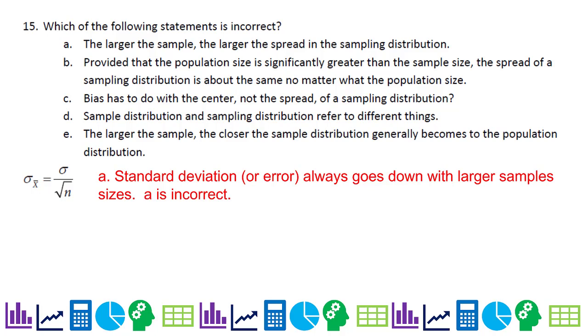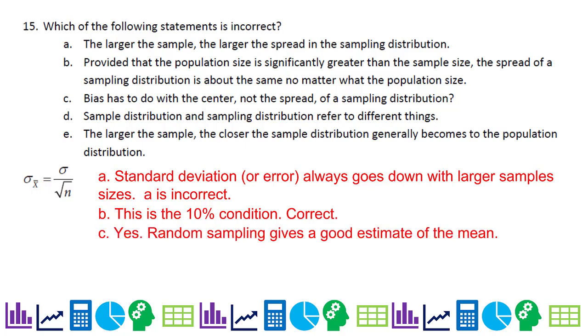B, provided that the population size is significantly greater than the sample size, the spread of a sampling distribution is about the same no matter what the population size. So this is the 10% condition. As long as we're not too big a sample size, then yeah, the spread of the sampling distribution is about the same. So this is a 10% condition. All right, correct.